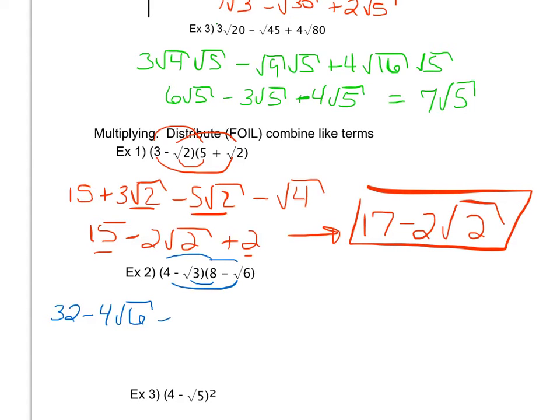Minus square root of 3 times 8 is minus 8 square root of 3. Minus square root of 3 times minus square root of 6 is a positive square root of 3 times 6, which is 18. And well, I see that these are not like terms. So while over here I had like terms in the middle, here I do not.